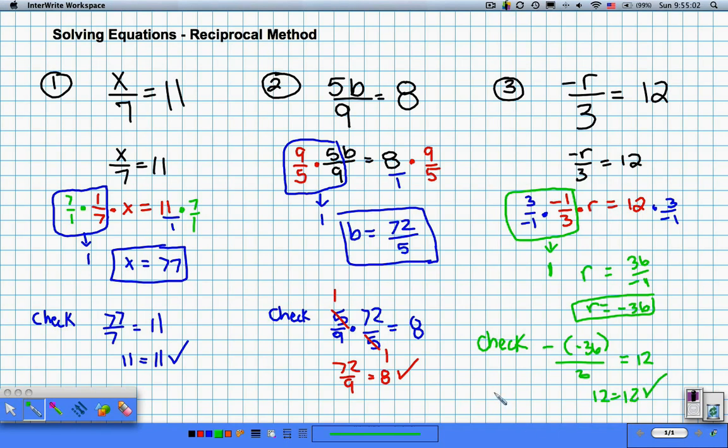So notice the common theme here. We figure out what the coefficient is in each problem. We multiply by the reciprocal of it on both sides. In 1 and 3 we had to find the reciprocal because the coefficient was hidden. In number 2 the reciprocal was very direct and obvious to us. And we do the same thing with negatives. Good luck.